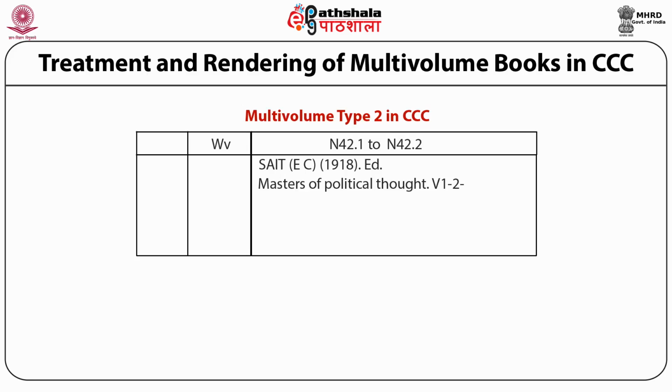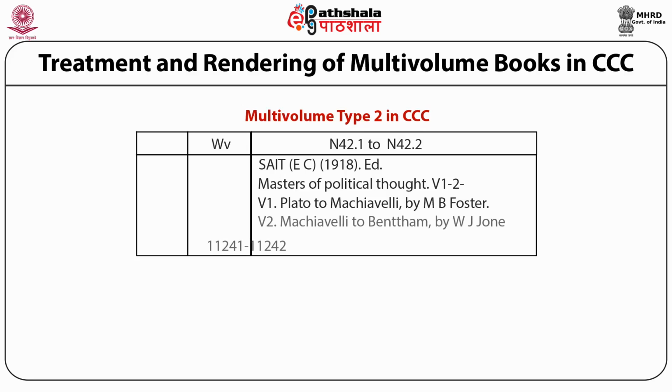And for each volume in the title section, one line is allotted for volume 1 and volume 2. V1, Plato to Machiavelli by M.B. Foster. It is written by M.B. Foster. V2, Machiavelli to Bentham by W.J. Jones. And in the accession number section, accession numbers are recorded as per rules.